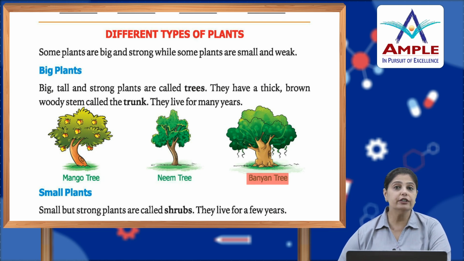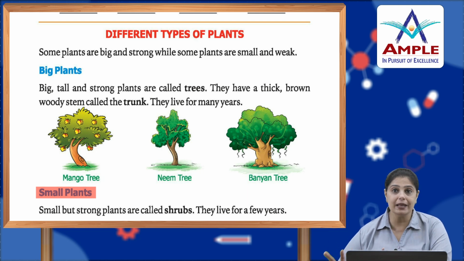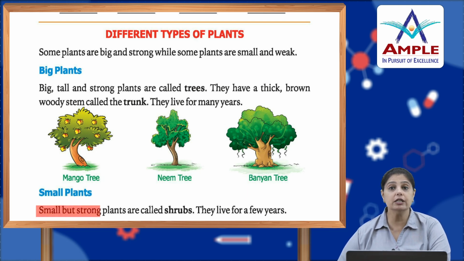Now, what is the difference between big trees and small trees? Small trees are also called small plants, okay. The bigger ones are called trees, the smaller ones are plants, okay. Now, they are small, okay. In this also you have different types. They are small, but they are strong plants, okay. They are called shrubs. They live for a few years, okay.